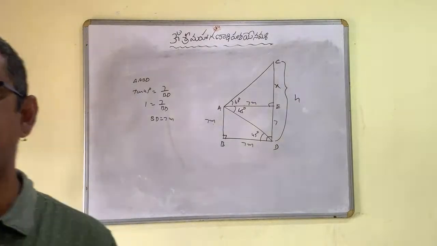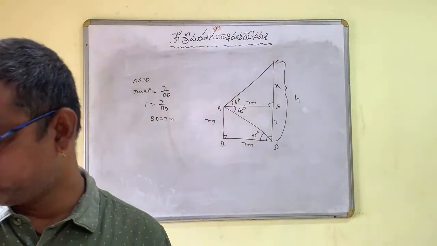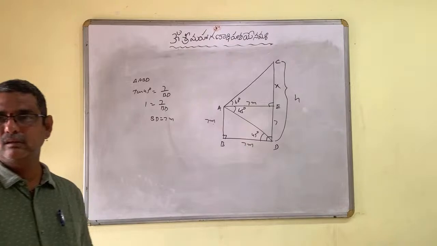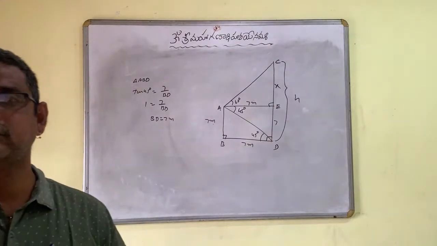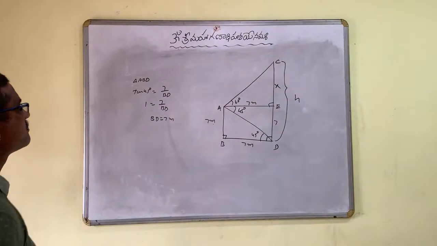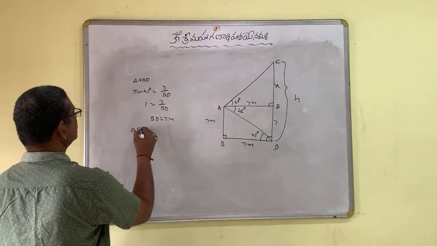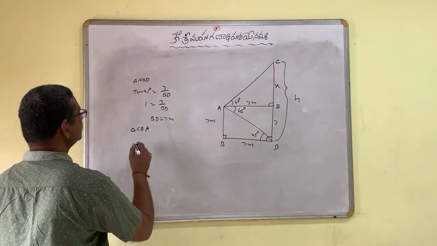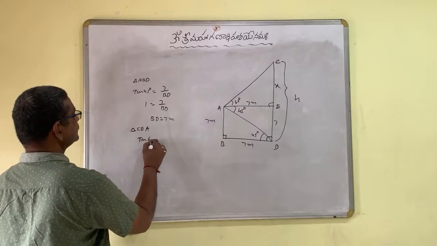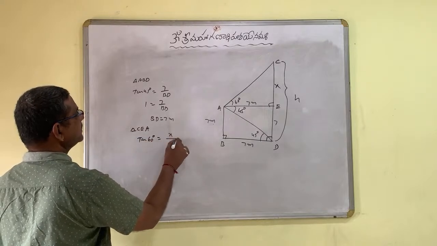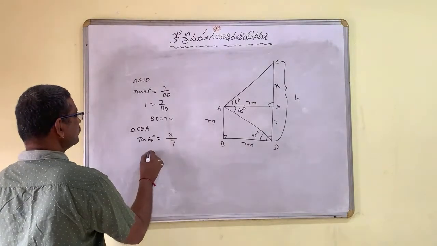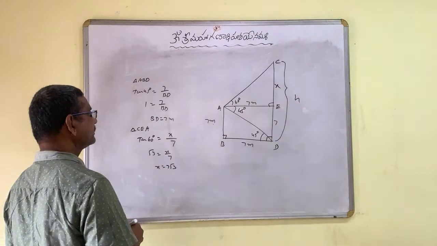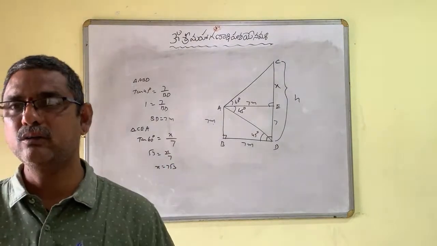Now from triangle CEA, tan 60 degrees is equal to x by 7. So root 3 is equal to x by 7. X is equal to 7 root 3.